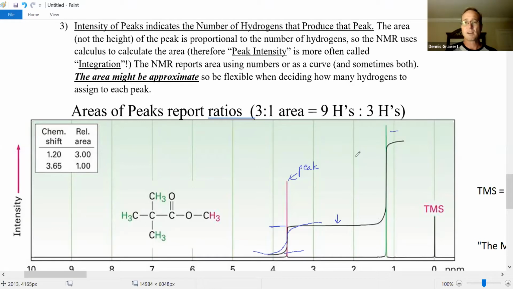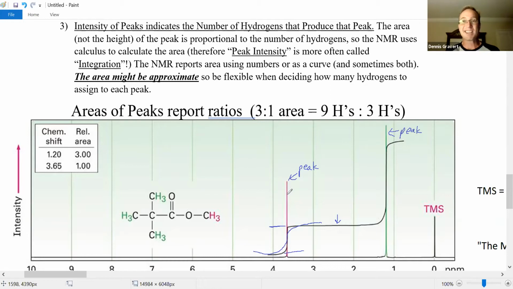Here's a peak over here, and that's it. Well, there is a third peak, but it's tetramethylsilane, the reference peak at 0, so we ignore that. There are 2 peaks, but you can see that this height is larger than that height, telling you there are more hydrogens producing this peak. But if you just look at the heights, it's not actually proportional. It's not a good measurement. It's actually the area under the curve that's proportional to the number of hydrogens.